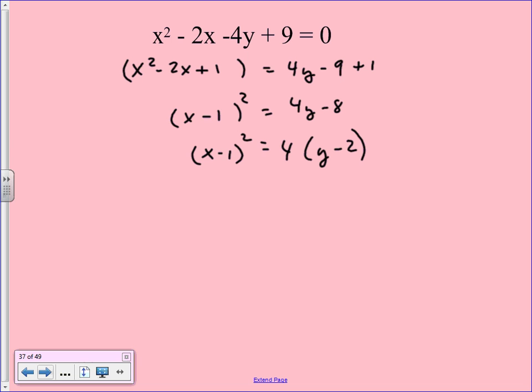What did we do? Well, we put the x squared and the negative 2x on the left by themselves. We took the minus 4y, put it as a positive 4y on the right, and a positive 9 as a negative 9 on the right. And then we completed the square. Half of 2 is 1, 1 squared is 1, so we added 1 here and 1 on the right. Completing the square, that's x minus 1 quantity squared.